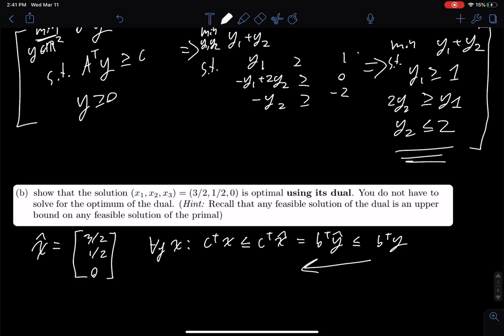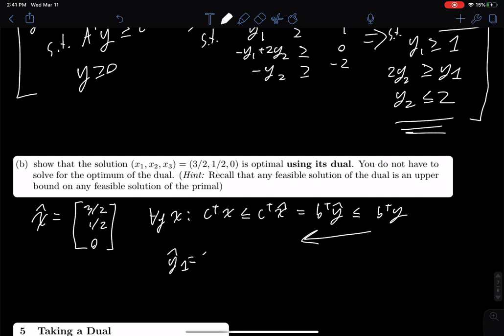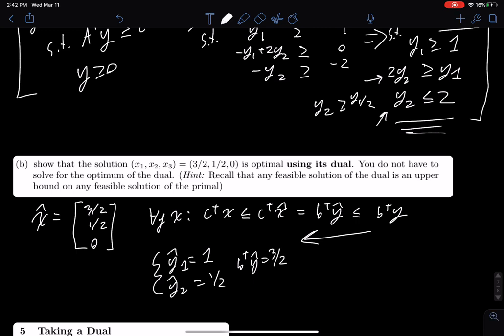How do we find this? Well, let's take a look at our objective function in the dual, and let's try and make this as small as possible. Let's do this greedily almost. So we know that y1 has to be greater than or equal to 1, so let's just set y hat 1 equal to 1. Now, how small can we make y2? Well, we can see that y2 has to be at least half of y1. So we'll say that y2 is equal to 1/2. Now, we can see that our third constraint, y2 is less than or equal to 2, is satisfied by this. So this is indeed a feasible value of y that gives us an objective function, B transpose y hat, equal to the sum of them, 3/2. All right, so now we know that 3/2 is this upper bound right here.